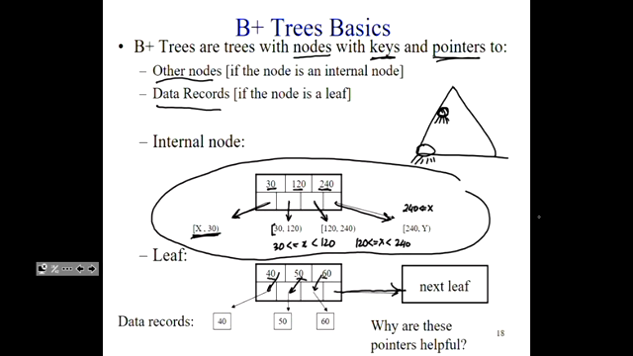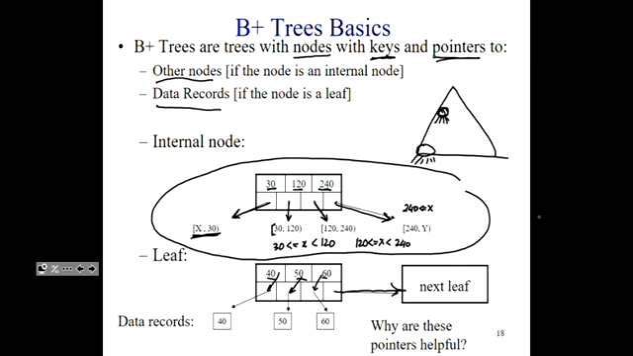So I have 40, 50, 60 right now. If I wanted to get the next record in sorted order, I can just follow the pointer to the next leaf, instead of going back all the way up the tree and going back all the way down. That's another strategy, but this would be faster, right? Because it's just one pointer jump.